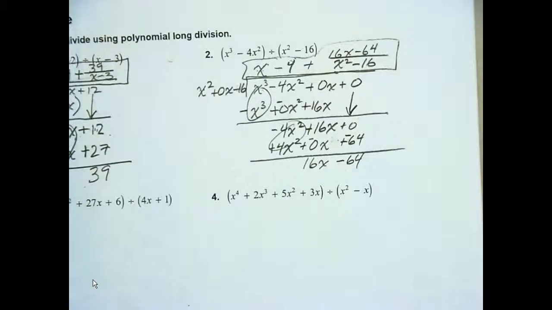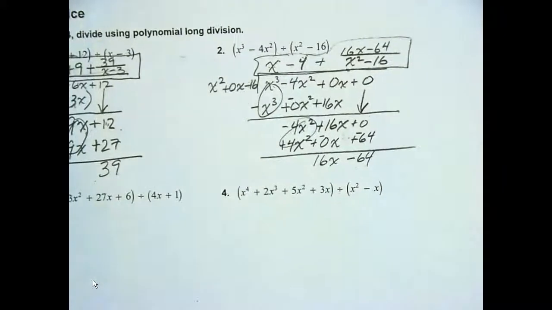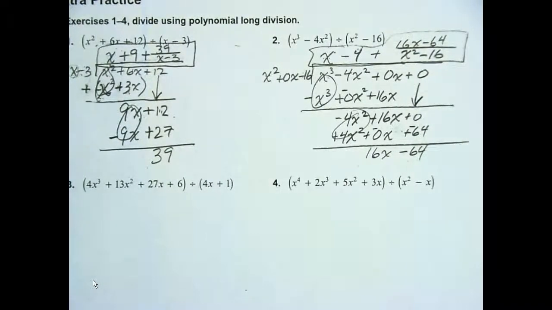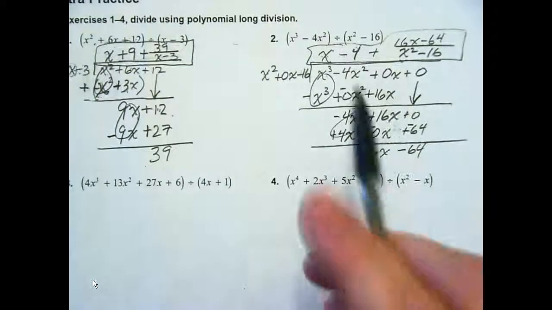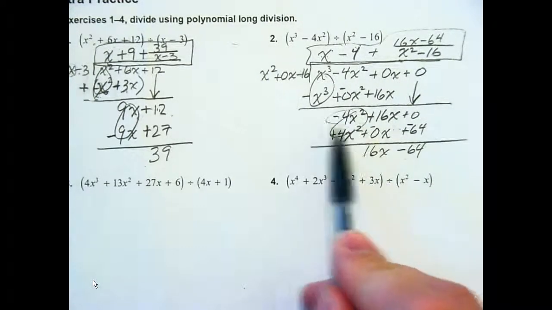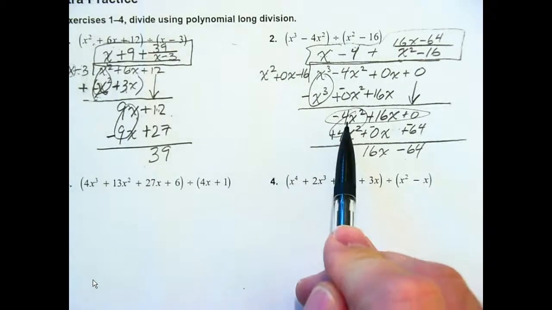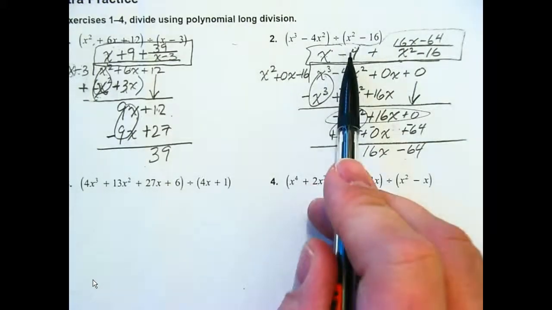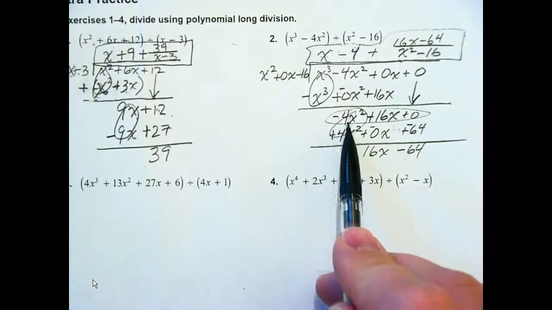All right, everyone rate themselves 1 to 5 right now. You're at a 0? 4.5. Oh, that's not good. I'll have to come around. All right, Tom, what's your question? How do you get the minus 4? That was on the second row here. So I said, what times x squared makes negative 4x squared? Negative 4 times x squared makes negative 4x squared. That's how I got the minus 4.